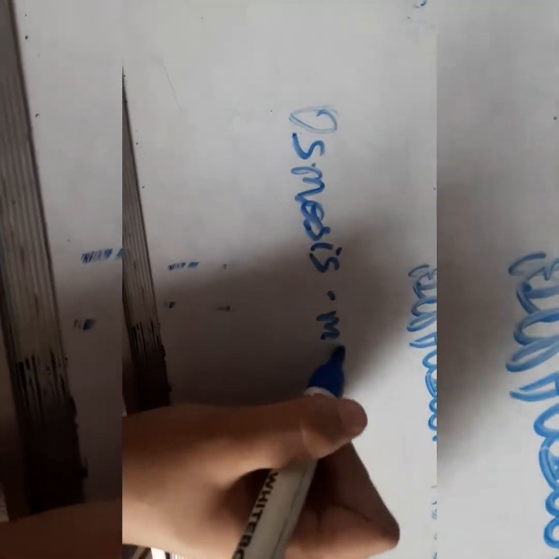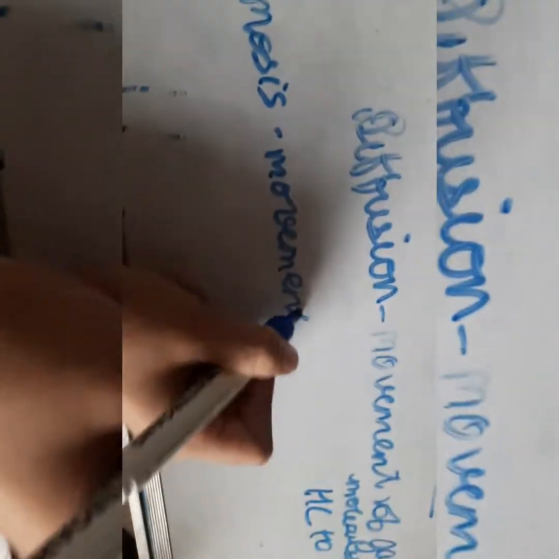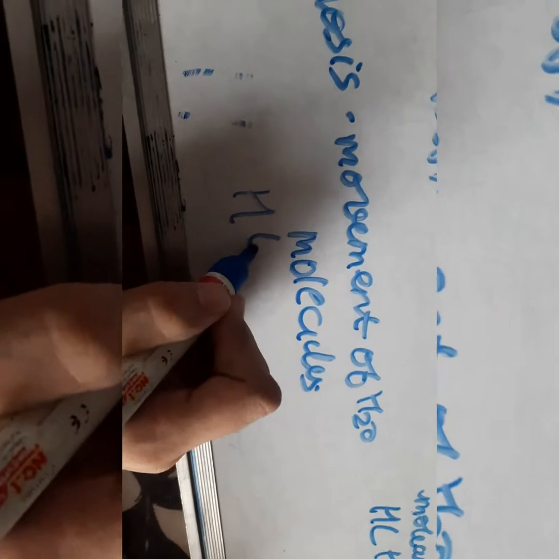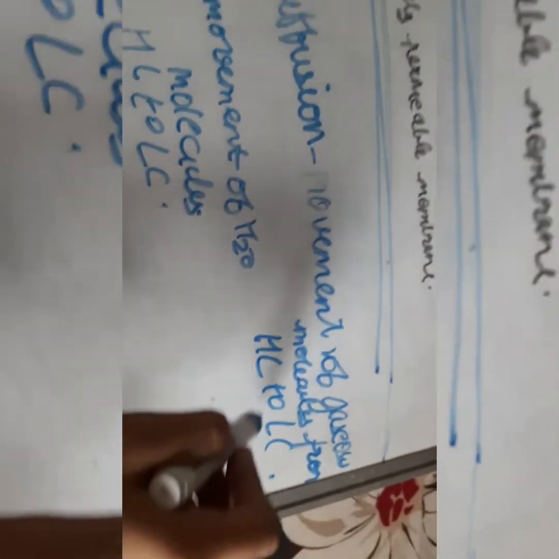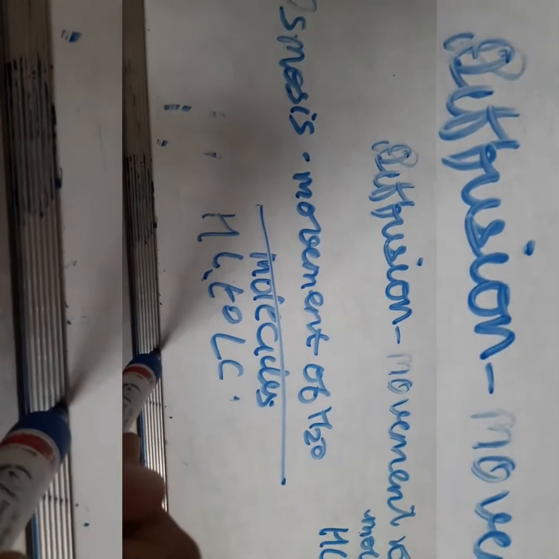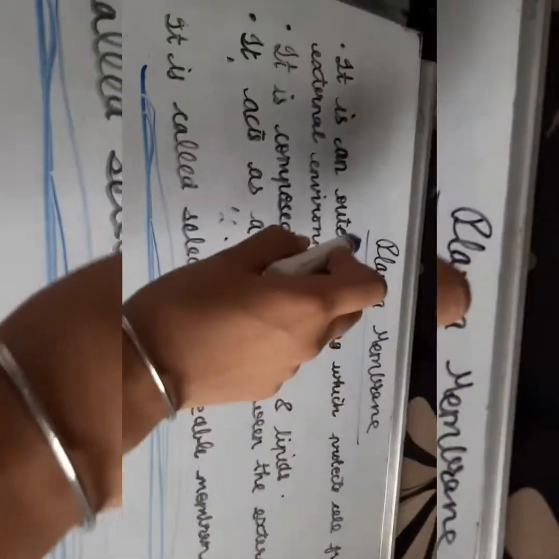Osmosis is the movement of water molecules, same thing as I said, from a region of high concentration to a region of low concentration. So diffusion means the movement of gas molecules, and osmosis means the movement of water molecules, from high concentration to low concentration. These were the two processes which take place due to the selectively permeable membrane, that is the plasma membrane.